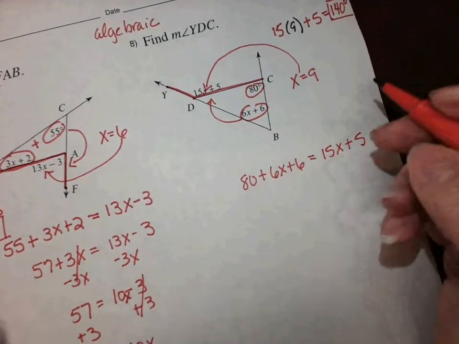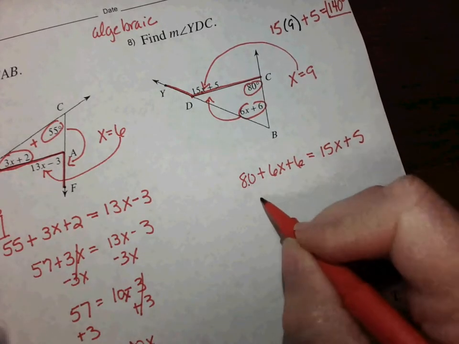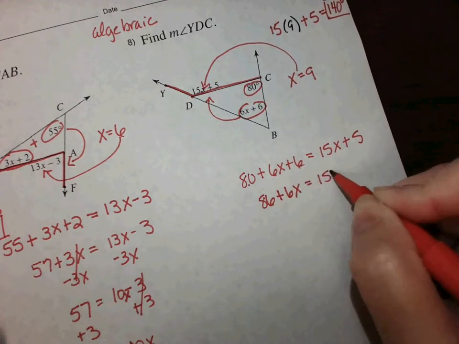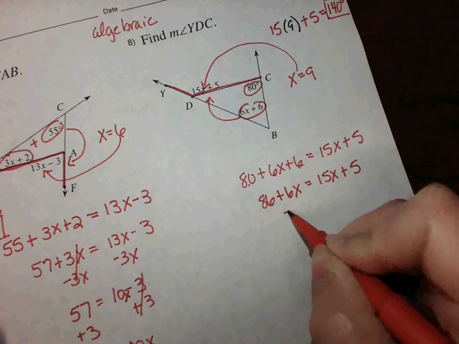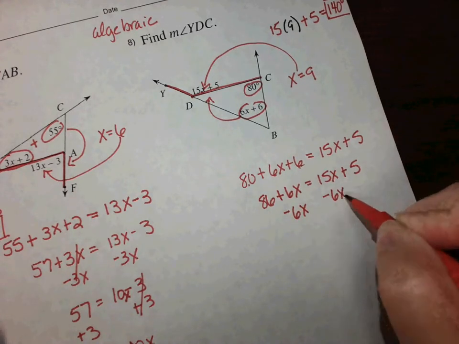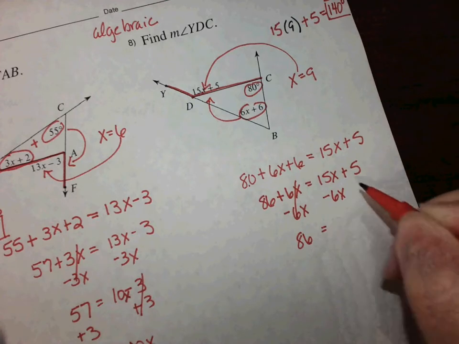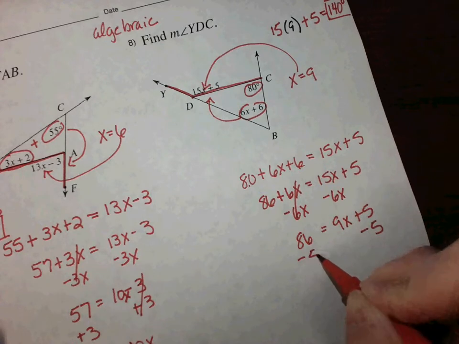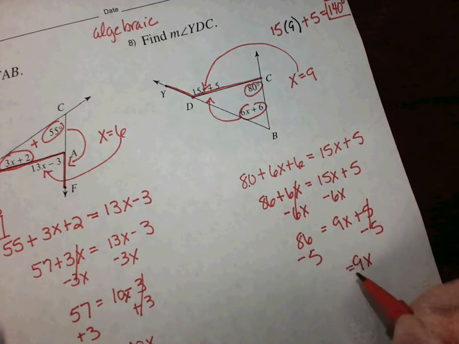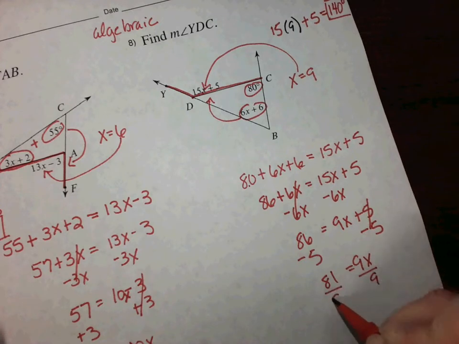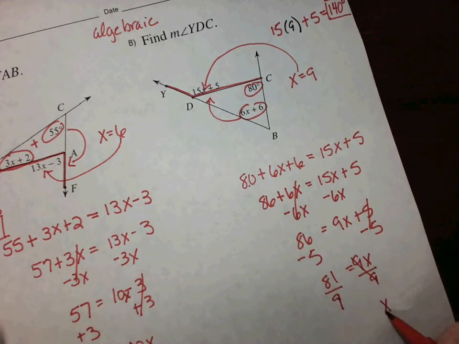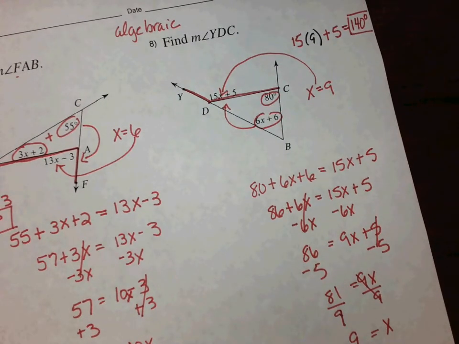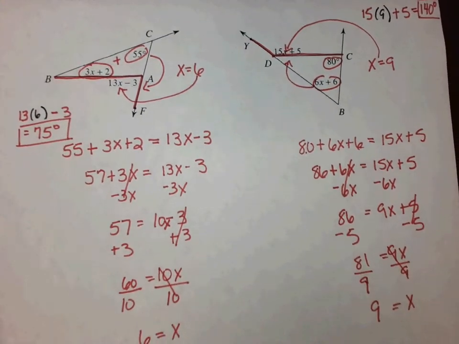Now, if you need to see this by hand, if I combine like terms here, 80 plus 6 is 86, plus 6x equals 15x plus 5. Now I'm going to move my variables, bring down the 86, that's 9x plus 5. Now I'm going to get rid of this plus 5. 9x equals 81, divide by 9, and x does equal 9. Alright, and that is the last thing that we're doing before our test on Wednesday.